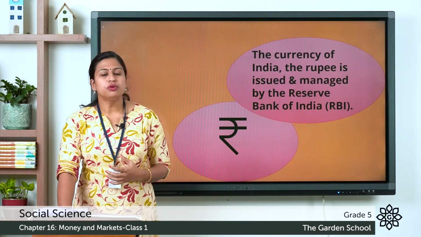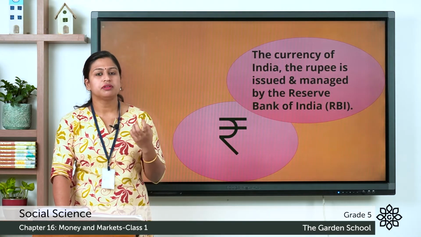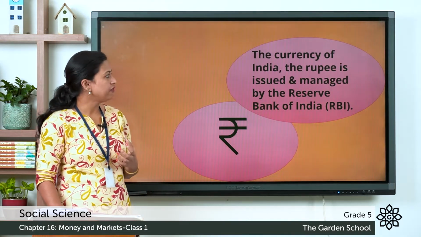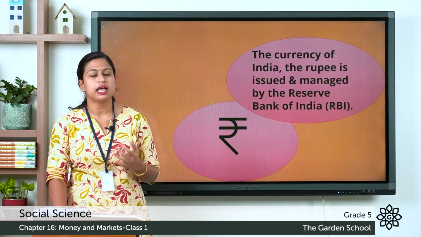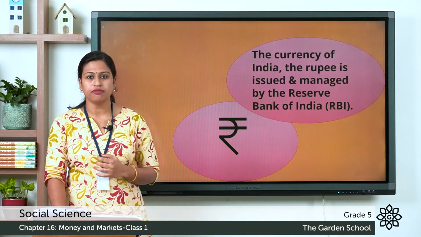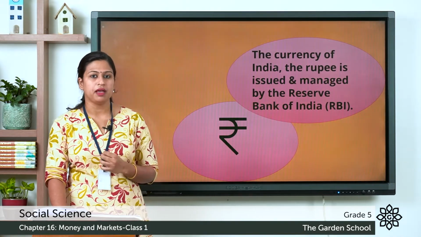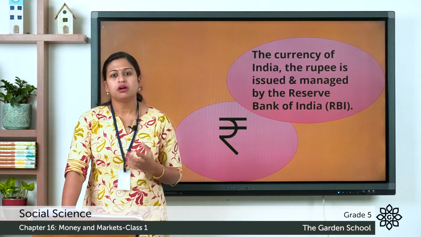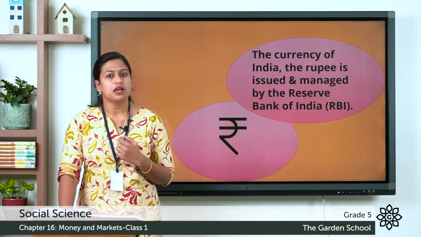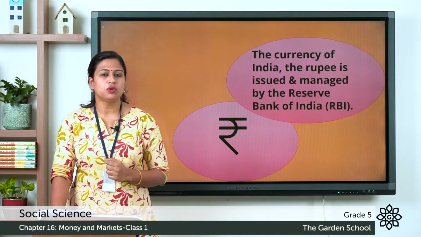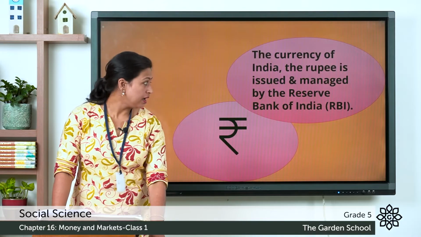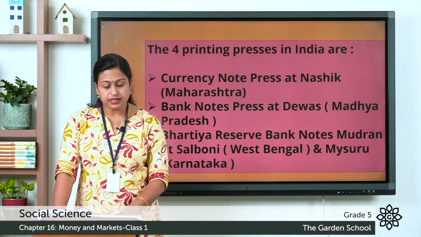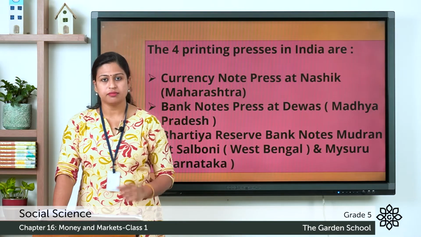Now, do you know who issues or manages the Indian currency in India? The currency of India, the rupee, is issued and managed by the Reserve Bank of India, and we also say RBI. And this is the symbol for rupee, which was launched in the year 2012. Do you know where these notes are printed? In India, there are 4 printing presses. The first one is Currency Note Press at Nasik, Maharashtra.